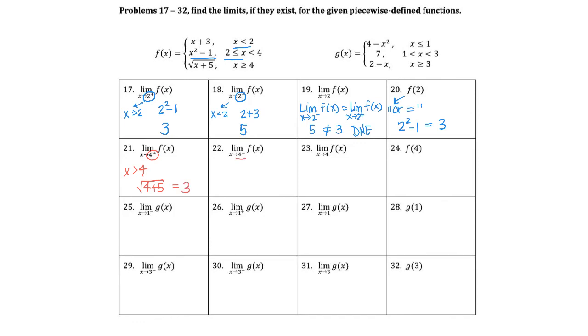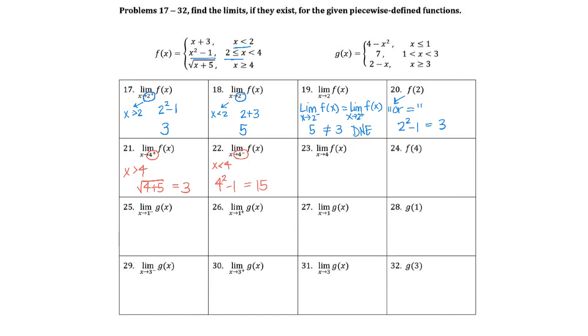Okay, now from the left, so that means all those x values that are less than 4. And so that's going to be our center part of our piecewise function. And so I'm going to plug in and have 4 squared minus 1, which is going to give us 15.